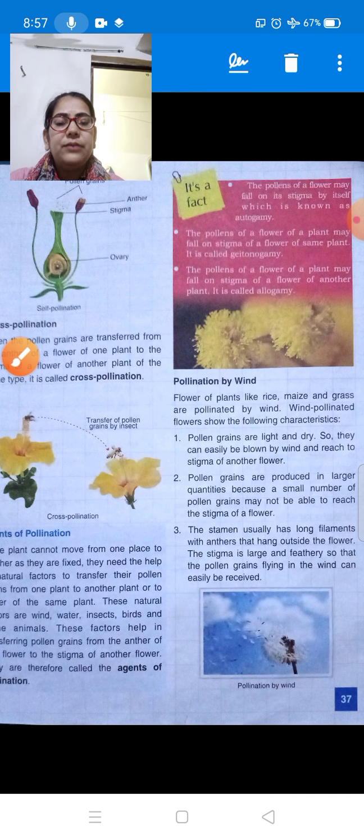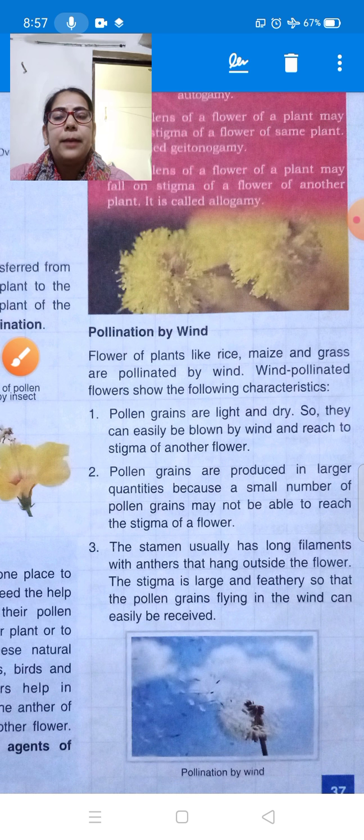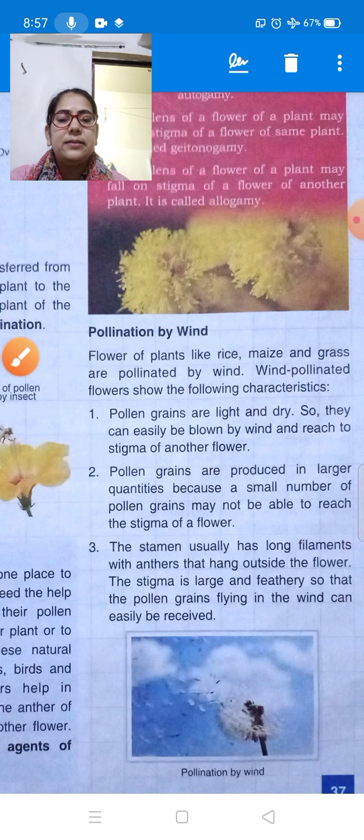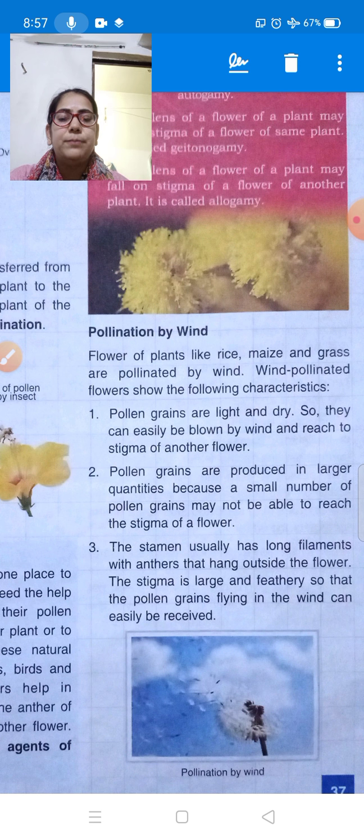Now firstly we will see how wind helps in pollination. Students, the examples of plants in which pollination takes place with the help of wind are rice, maize, and grass. So what features should be there in these plants, in rice, maize, and grass, so that pollination by wind can take place? Let's study the features of these plants.